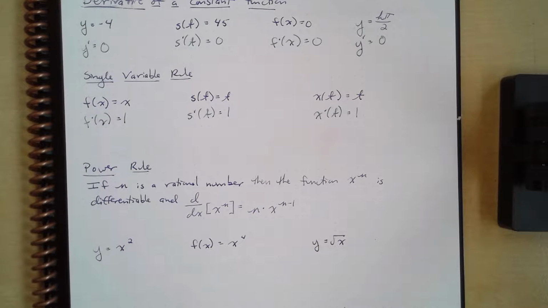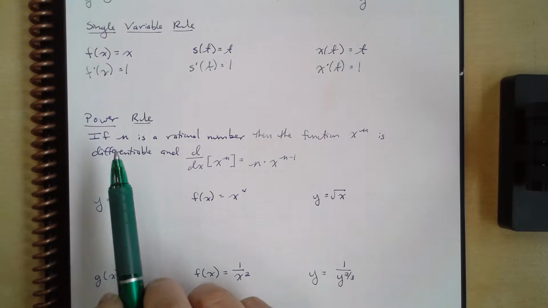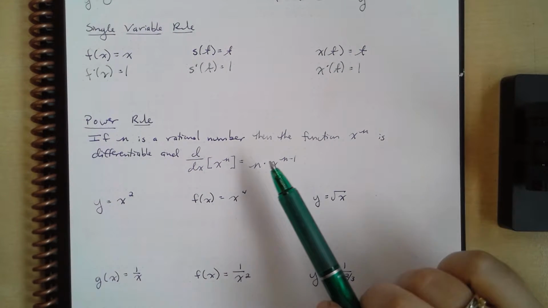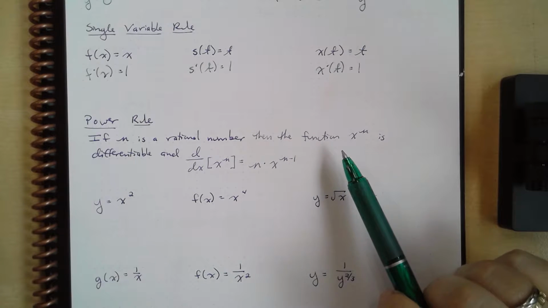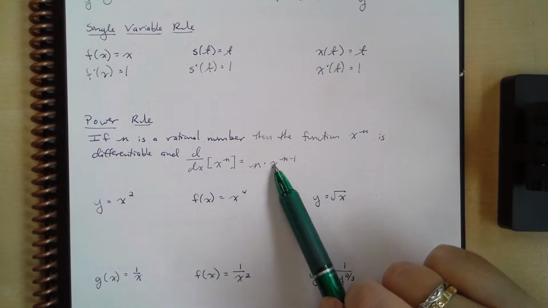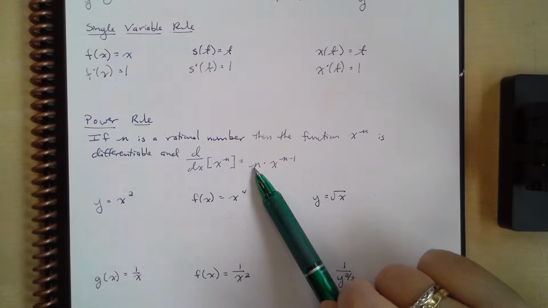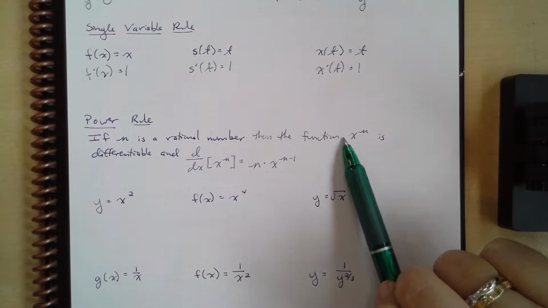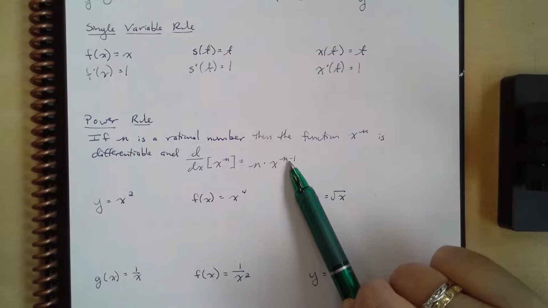We've got the power rule. So the power rule, I've written out the definition here. If n is a rational number, then the function x to the n is differentiable, and d/dx of x to the n is equal to n times x to the n minus 1. This is the important part. You move that value n in front, and then you subtract 1 from that value.